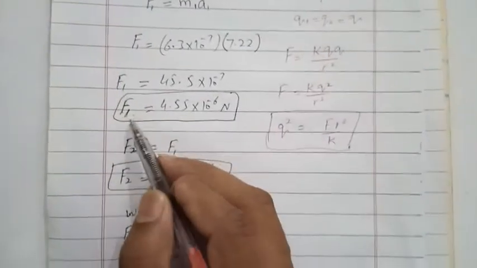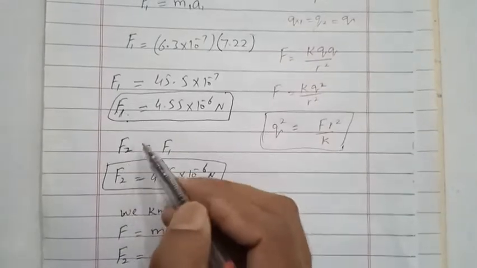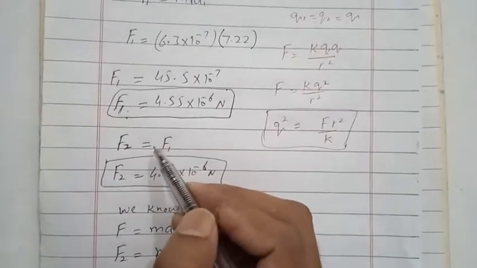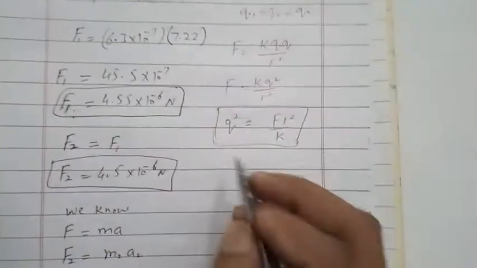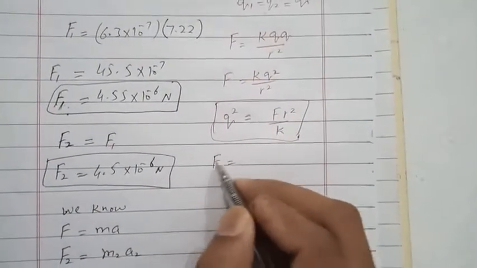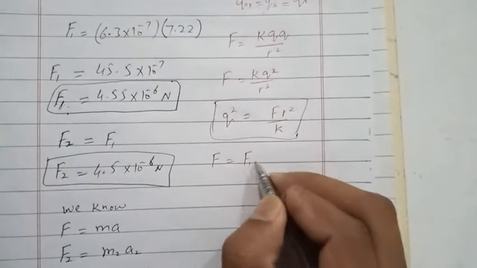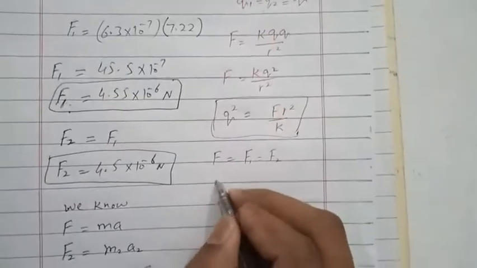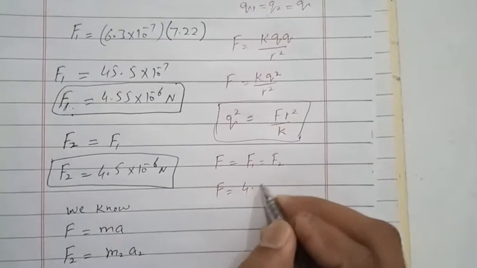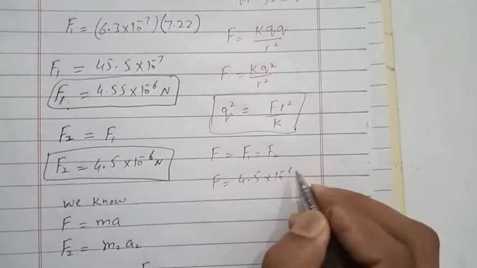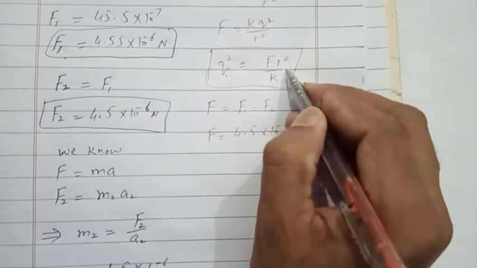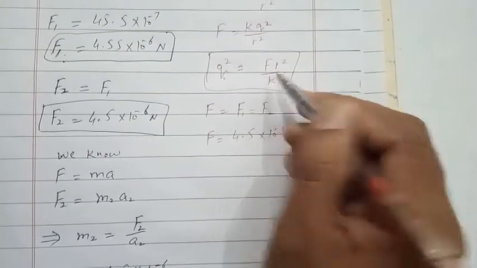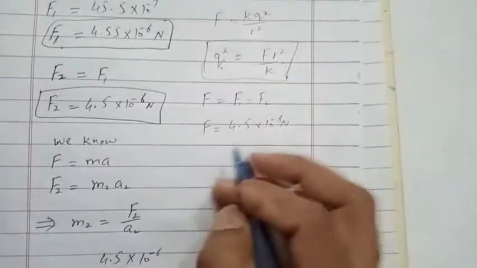Now what is the force acting on these charged particles? F1 and F2 mean mutual force on both particles. The same force is acting on both particles, and I can also write it as force F is equal to F1 is equal to F2. The numerical value of force is 4.5 into 10 to minus 6 newtons. So to find charge, I have to solve this equation. So put the numerical values of these quantities in this equation.